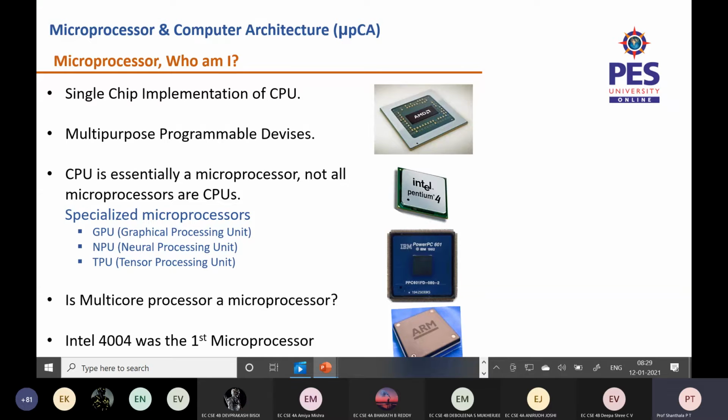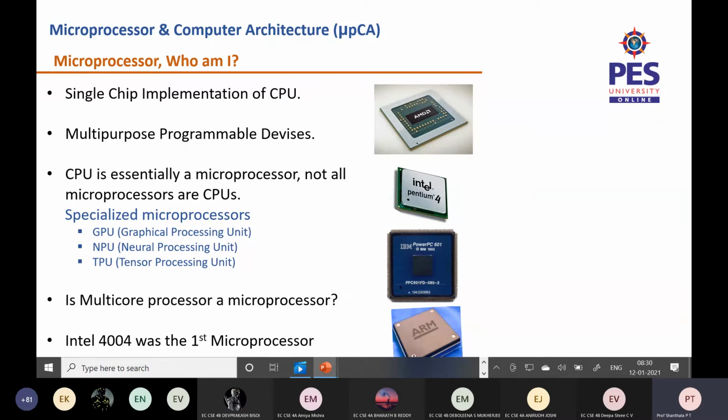And after this, CPU is essentially a microprocessor. We know that CPU is a microprocessor. All the CPUs in the devices are microprocessors, but not all the microprocessors are CPUs. So other than CPUs, we have some specialized microprocessors such as GPU, NPU, TPU. GPU is a graphical processing unit, NPU is neural processing unit, and TPU is tensor processing unit. These are all the specialized microprocessors.